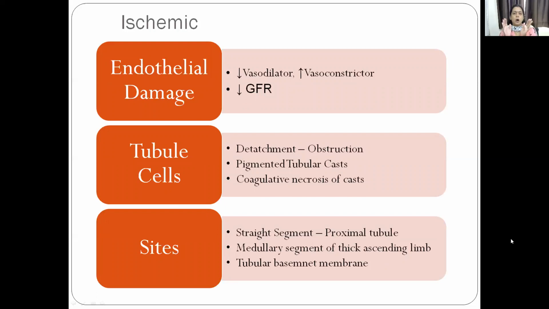We have seen the common pathology of ischemic and toxic types of tubular injury, how they cause decreased urine output and decreased GFR. Now we will take each individually, starting with the ischemic type. What is actually happening? Endothelial damage, because there is no proper perfusion. The endothelium gets damaged, so there is decreased vasodilator and increased vasoconstriction. Vasodilators like nitric oxide and the prostaglandins are not working well, and there is increased vasoconstriction of the afferent arterioles, which causes the decreased GFR.